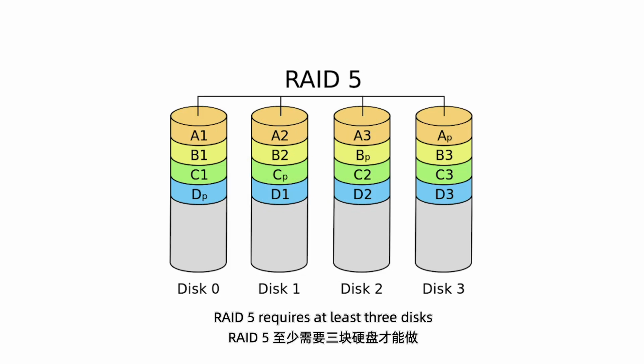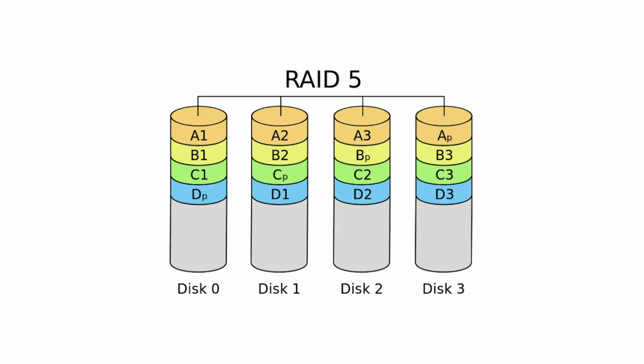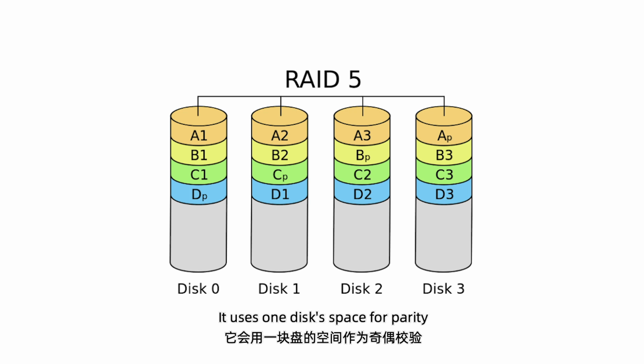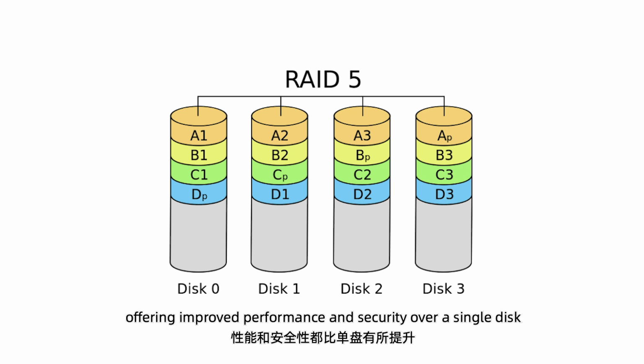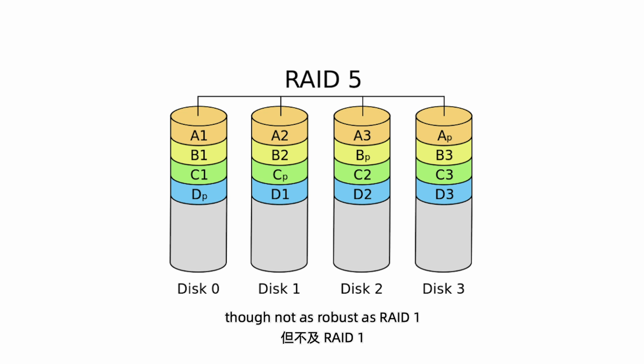RAID 5 requires at least 3 disks. It uses one disk's space for parity, offering improved performance and security over a single disk, though not as robust as RAID 1. It's considered a balanced option.